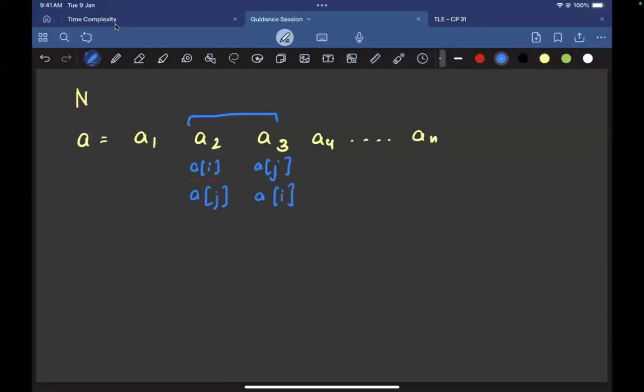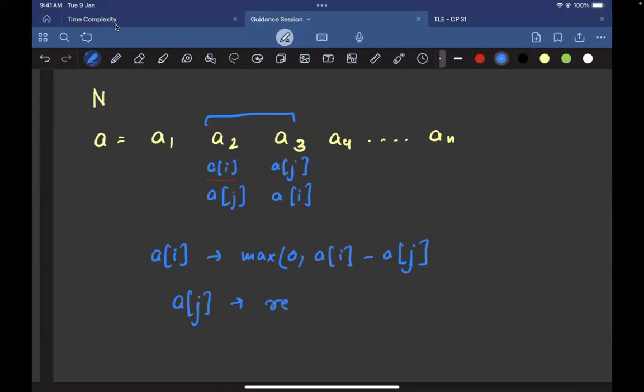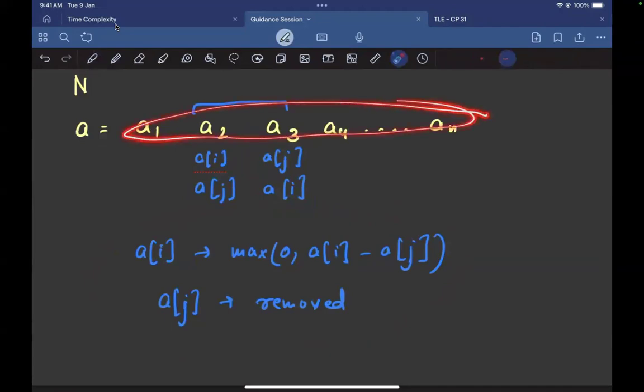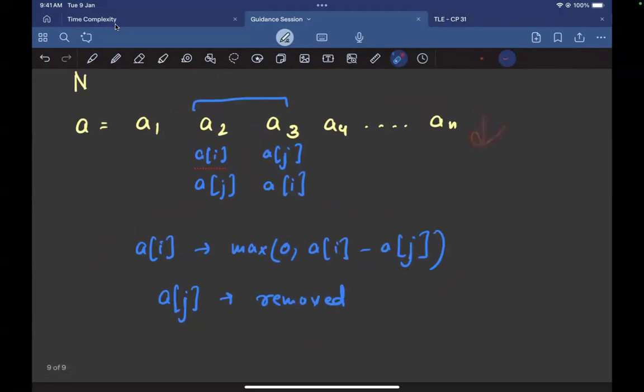Whatever I select, I have to follow the equation that ai will be replaced with max of 0, ai minus aj. And then aj will be removed. So now by using this operation, you can keep on performing this till, of course, the size of this array reaches 1. Because when ai is only there and aj gets removed, the size decreases. So sometime or the other, the size reaches 1. And after that, you cannot do anything because there are no two elements to take as neighbors.